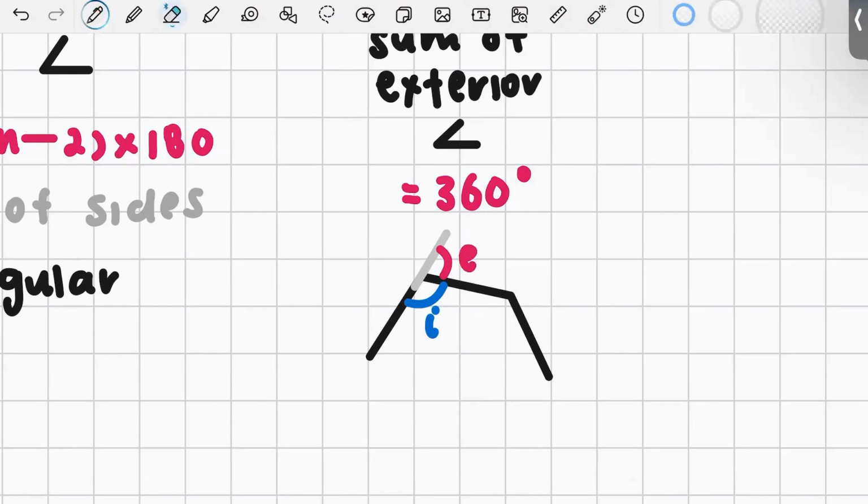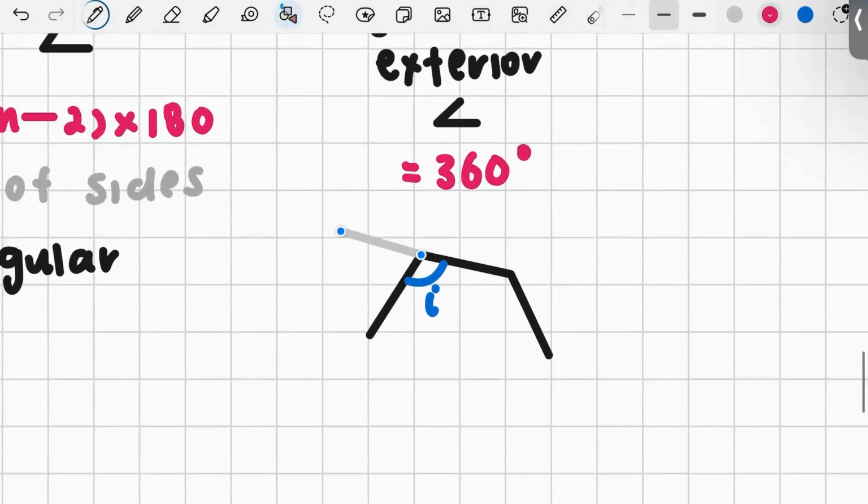Then some students ask me, how do you know which side to extend? Fine, then we will do it the other side. Same. As long as you manage to draw it in a straight line, it will always be your exterior angle. So either side is fine.